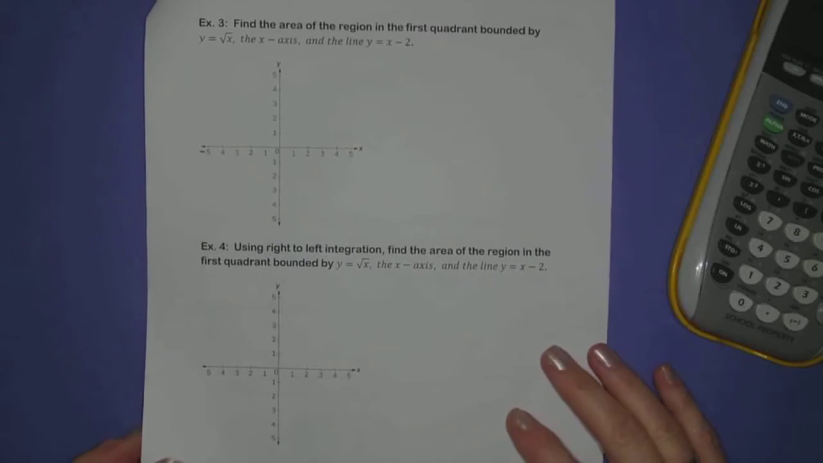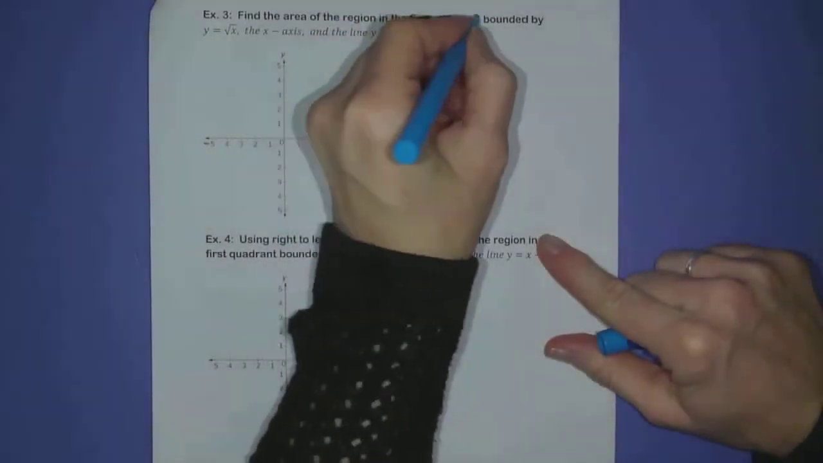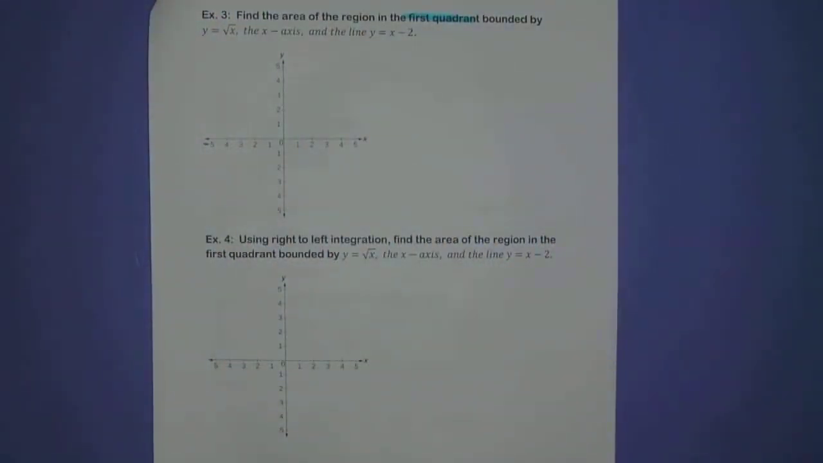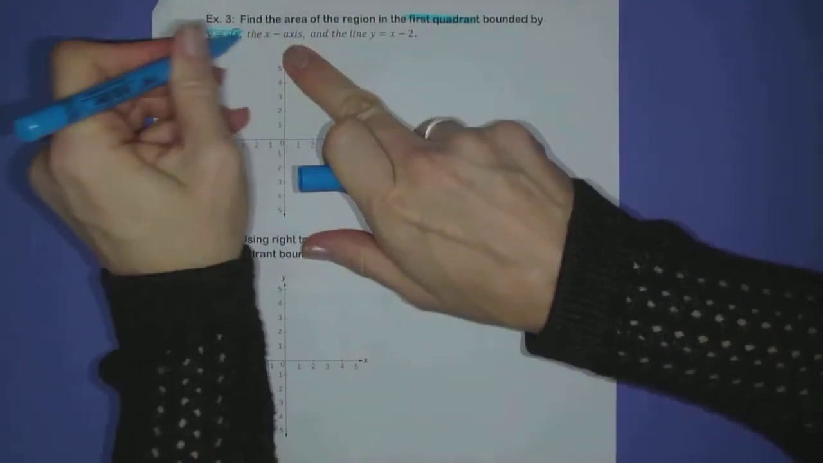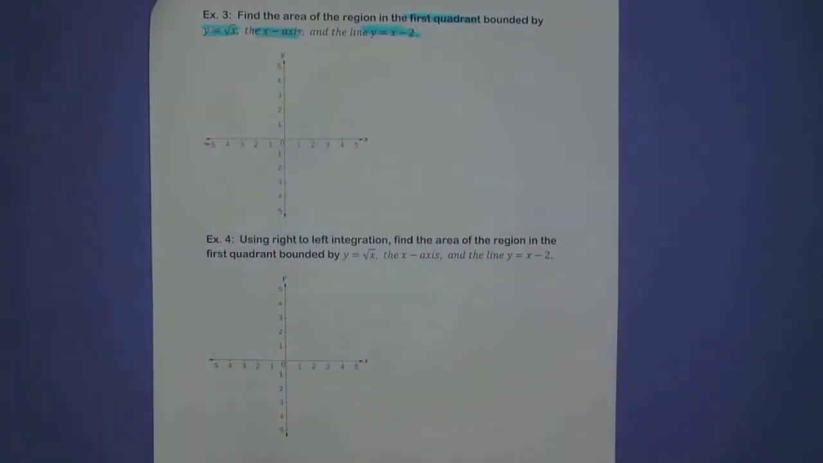All right. Find the area of the region in the first quadrant. That's going to be key. Make sure we catch that. First quadrant only. Bounded by y equals √x, the x-axis, and the line y equals x minus 2.